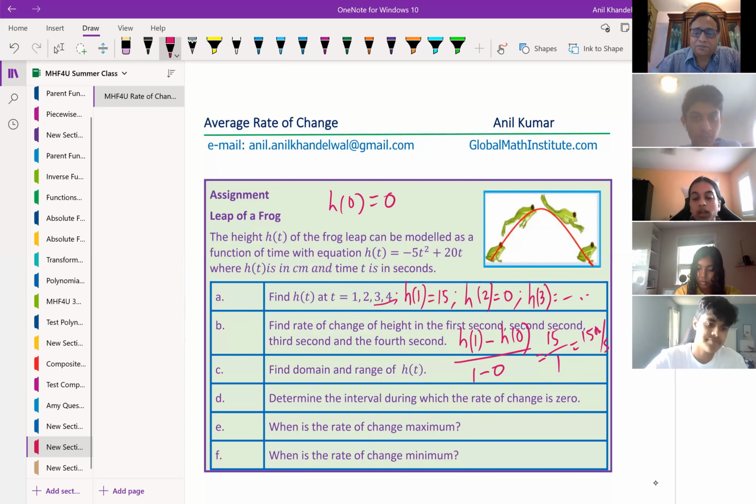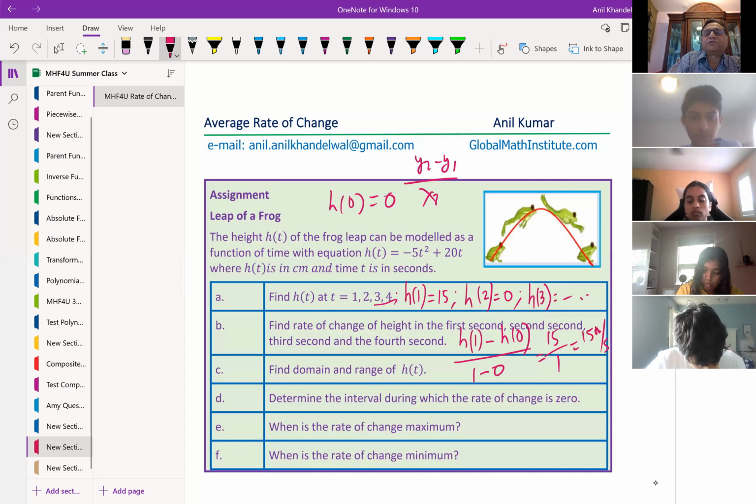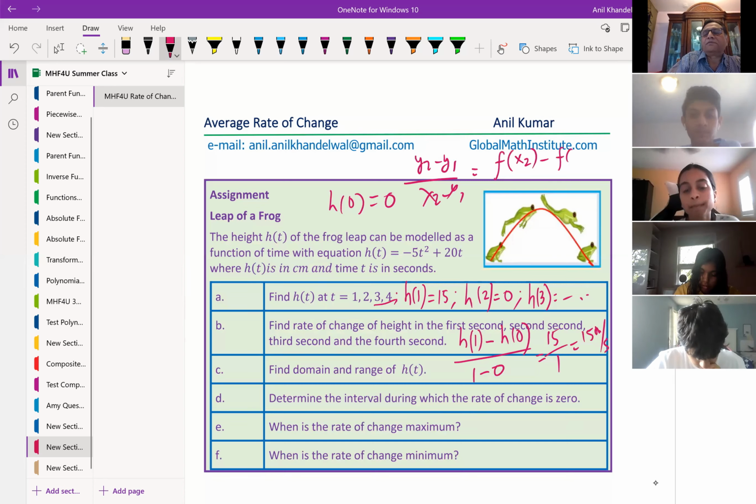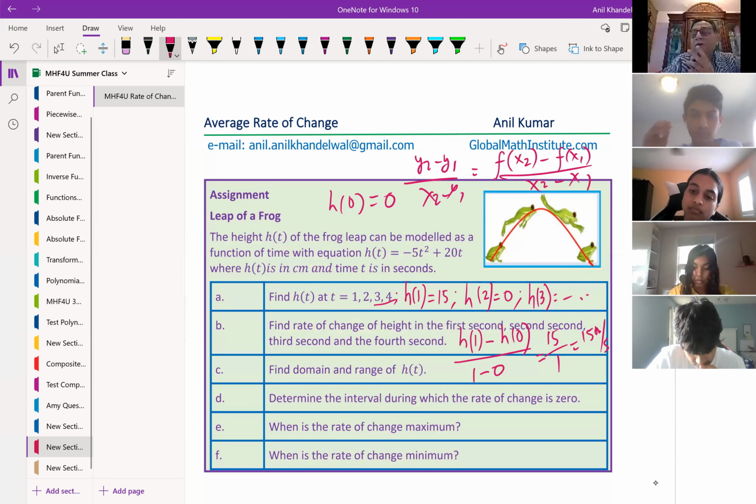So you're doing height at 0 just so you can find the difference, right? So we are doing y2 minus y1 over x2 minus x1, right? Basically, we are using the function's value. y2 is the value of the function, right? Over x2 minus x1. So the first second means when the value of time is between 0 and 1, correct? That is my first second.